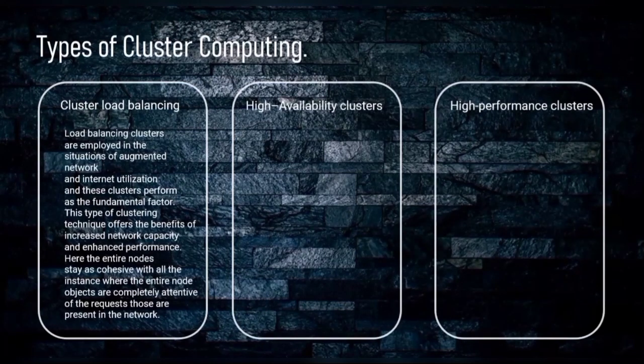For example, friends, assume you're using a phone. When you open more than 15-20 applications simultaneously, your phone's processing tends to decrease. But with cluster load balancing, since it is an augmented, vast network, the network capacity is huge enough to carry any amount of data and process it simultaneously at the same time. So here the performance will be vast enough.